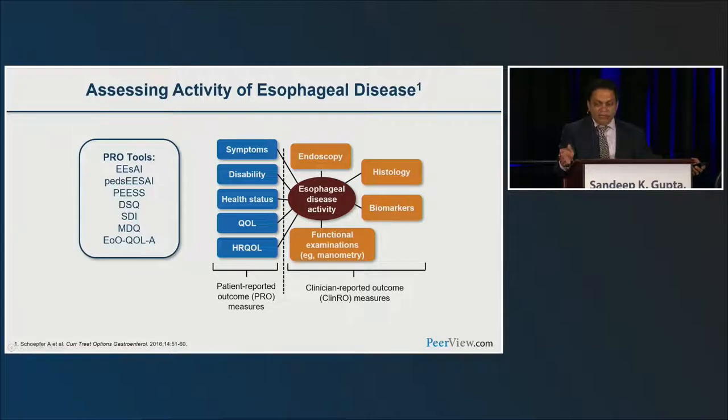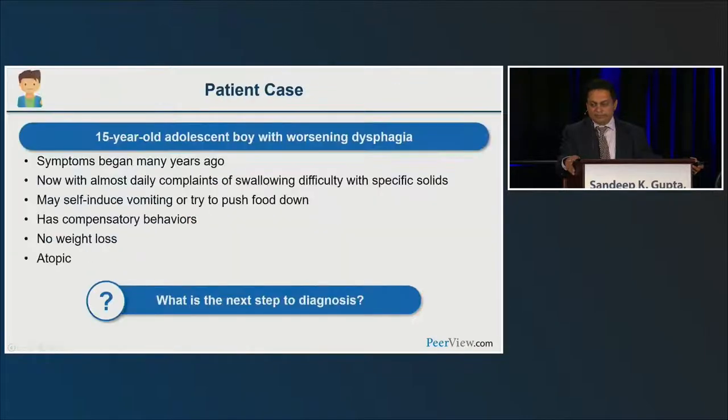PROs together with endoscopic features, histology, potential biomarkers, and functional assessments such as esophageal compliance and distensibility, all together, I think over time, this is how we will be assessing esophageal disease activity and not just the eosinophil per high power field count. And this conversation is moving forward as clinical trials are being done.